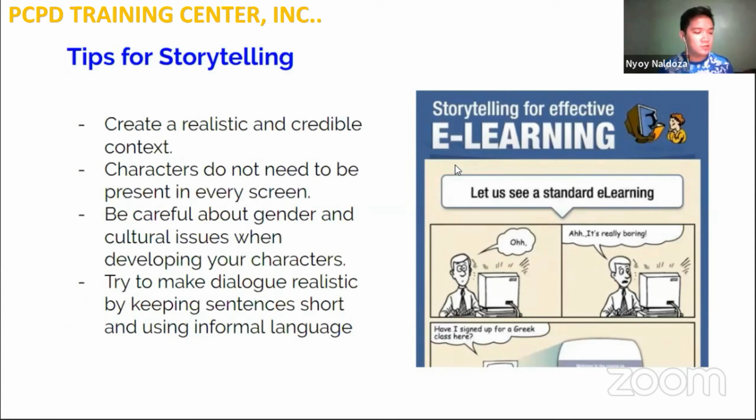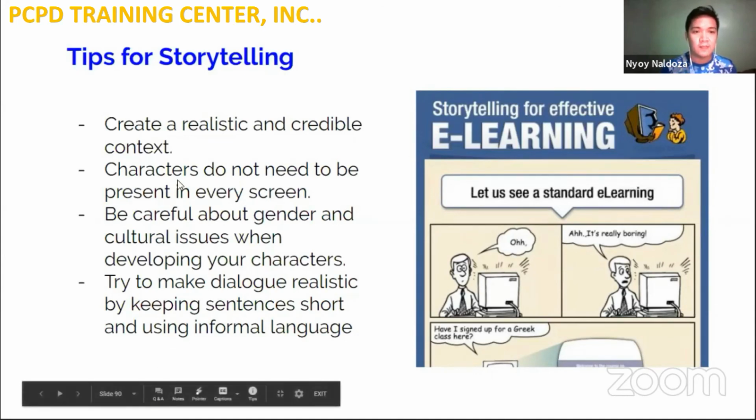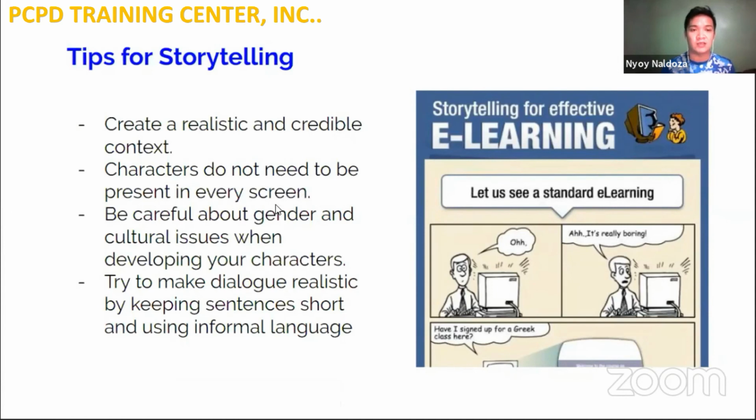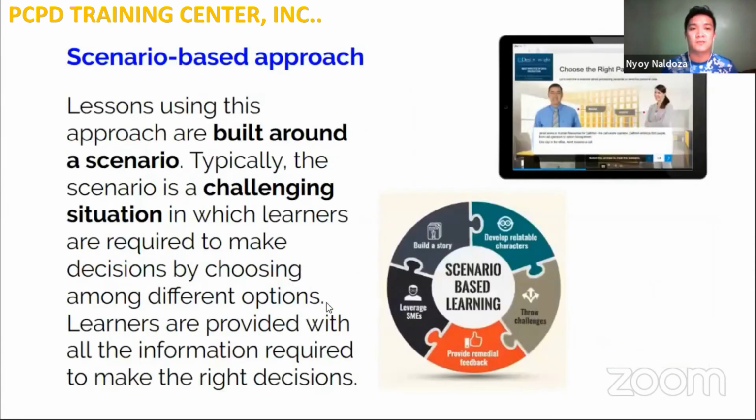Then what are the things that you need to consider? For storytelling, create a realistic and credible context. Then also, characters do not need to be present on every screen. Also, you need to be careful about gender and cultural issues when developing your characters. Try to make dialogue realistic by keeping sentences short and using what we call informal language.